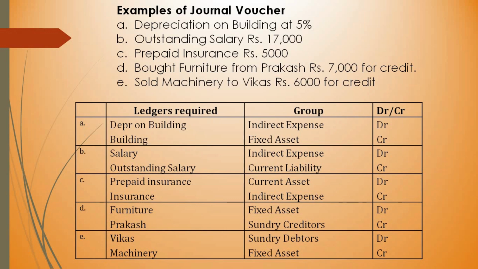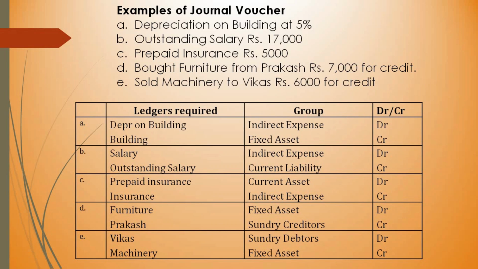The next one, bought furniture from Prakash rupees 7,000 on credit. So one account is furniture. Furniture is an asset. If you're buying an asset on credit only, then it will come in journal voucher. So one is furniture, the other account will be Prakash account. Furniture is an asset, so you put it on the debit side. Prakash will come under sundry creditors.